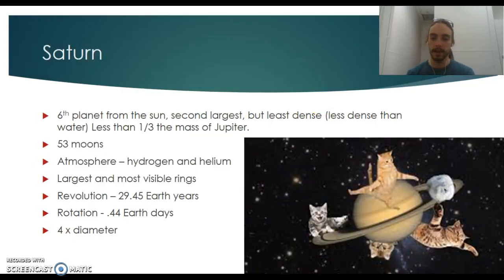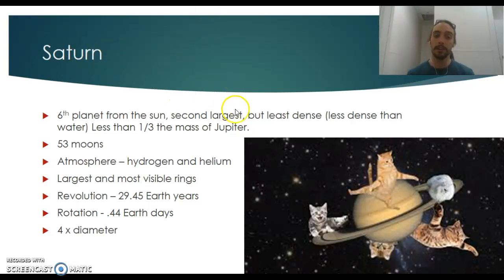Let's get into Saturn. This is exactly what Saturn looks like with all the cats on it too. So, don't question that. Saturn is the 6th planet from the Sun. It's the 2nd largest, but it's the least dense. So it's mainly gas. It's less dense than water. So if you had a glass of water that was big enough to put Saturn in it, it would float on top of that glass of water.